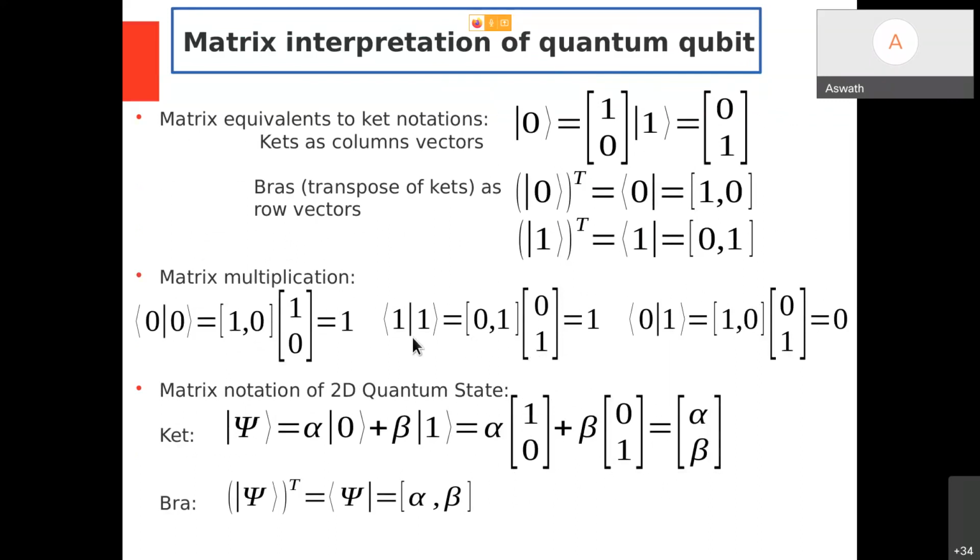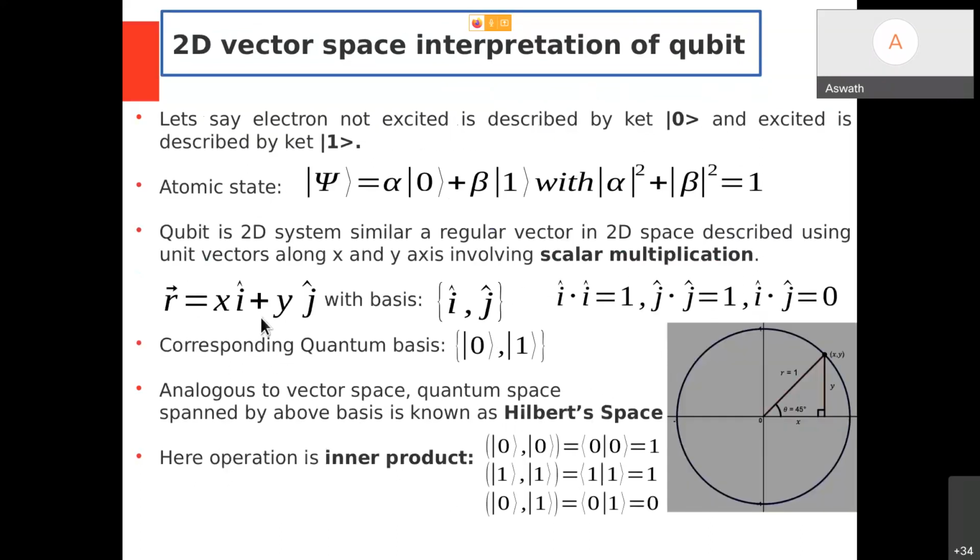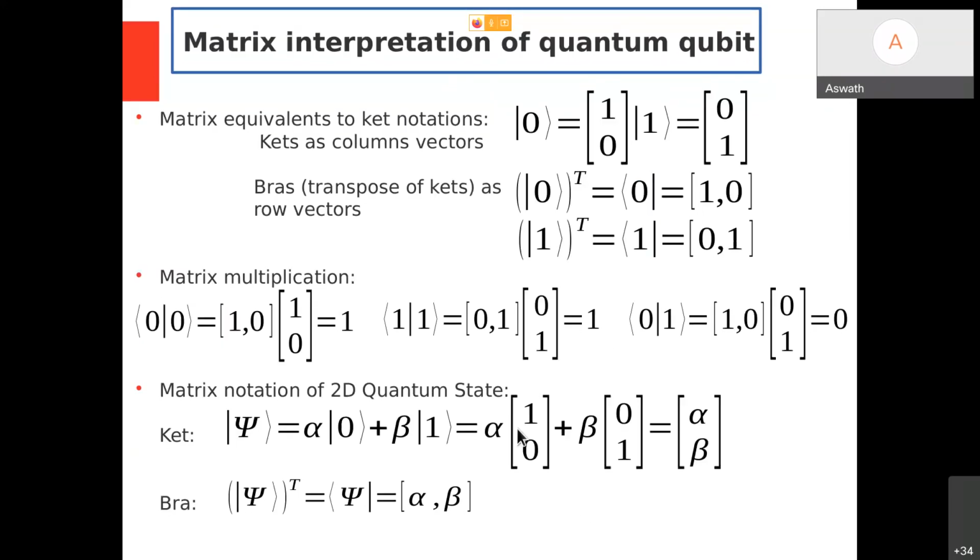Similarly, you can cross check. 1 bra multiplied by 1 ket gives me 1. A 0 bra multiplied by 1 ket gives me 0. Super. We are getting a very good interpretation, a relation between a two-dimensional vector and a quantum state, even at the multiplication of the base vectors. Okay. Fine. So when I introduced matrix interpretation for these kets and bras, it makes sense for me.